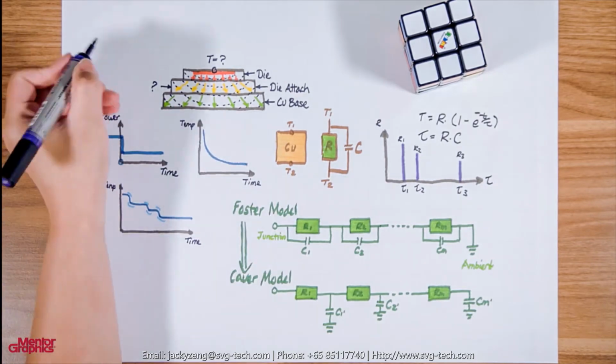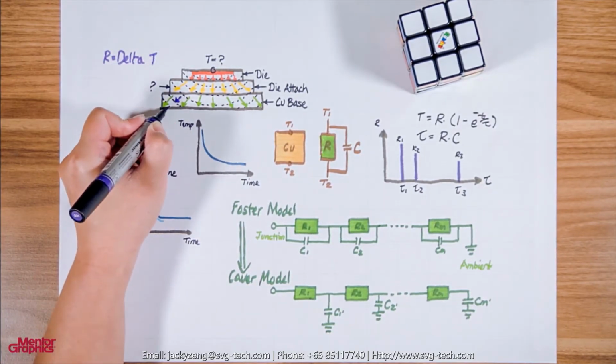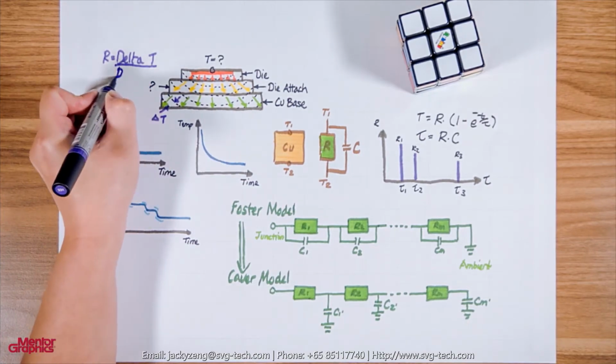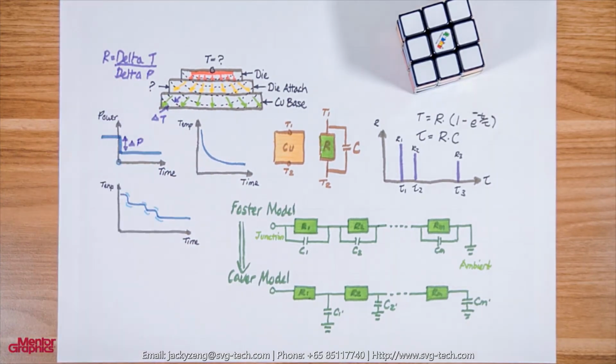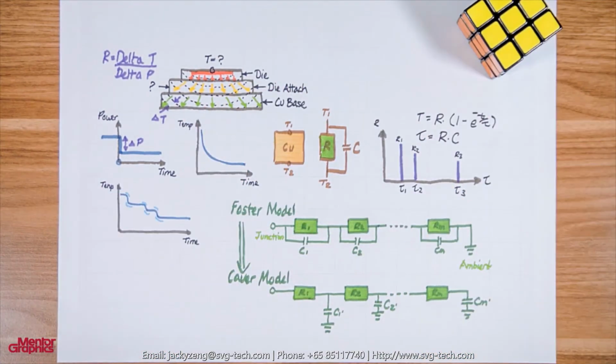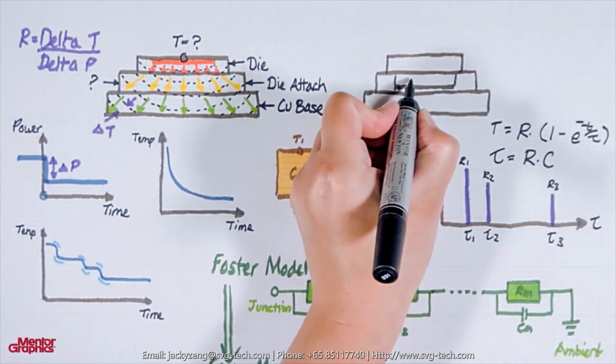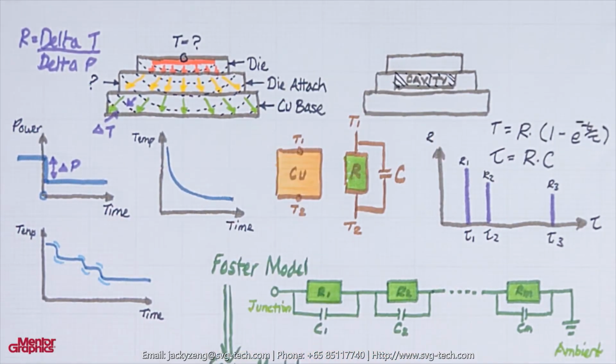The thermal resistances are defined between two isotherms, such as a delta T between here, divided by the delta P. The thermal capacitance is proportional to the volume between the two isotherms. For example, if we had a package with a cavity, the thermal resistance will be larger, so the corresponding R's will increase and we will see the changes in the structure function.